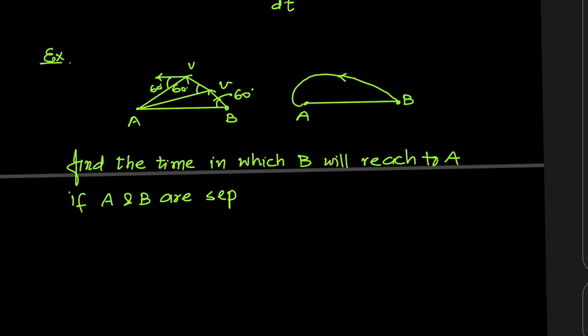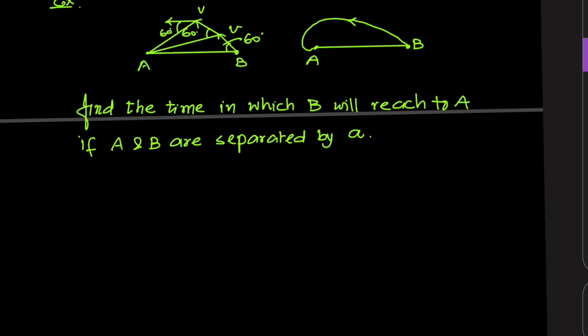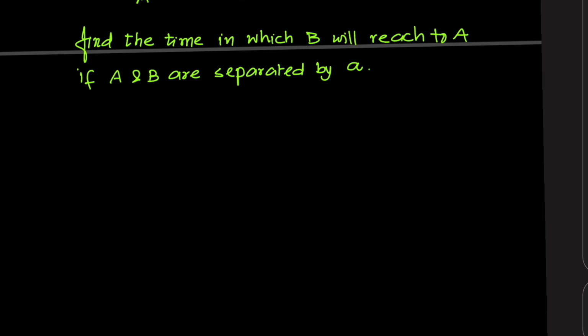If A and B are separated by a distance a initially, so this a in the question is given as the initial separation. Now we take a general situation.